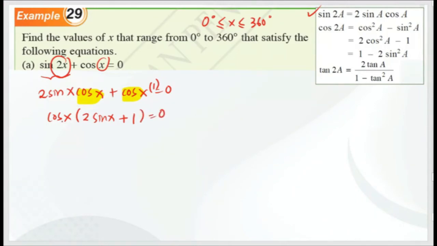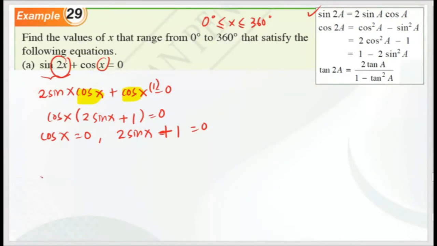So now you get two equations. The first one is cos x equal to 0. The second one is 2 sine x plus 1 equal to 0. So look at the first one. Cos x equal to 0 means what?